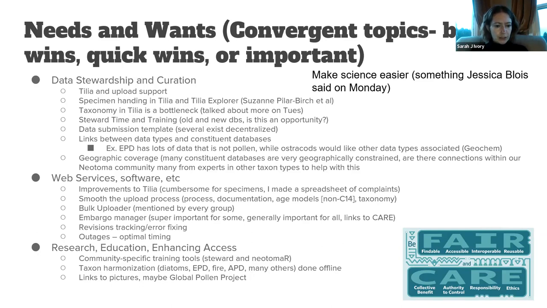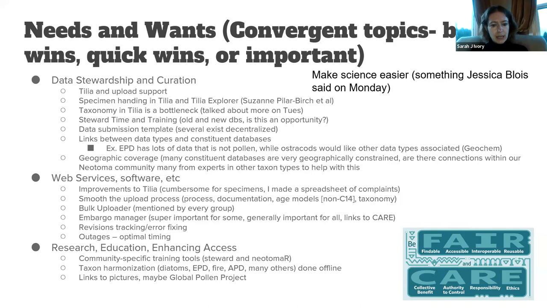And then in terms of research, education, and enhancing access, there's the need for community-specific training tools, which are already underway through Simon and Socorro's development of all of these new Neotoma 2 vignettes. Just say Neotoma 2 instead of Neotoma R, but I put this together late last night. And then also steward trainings. That was another thing that people mentioned.